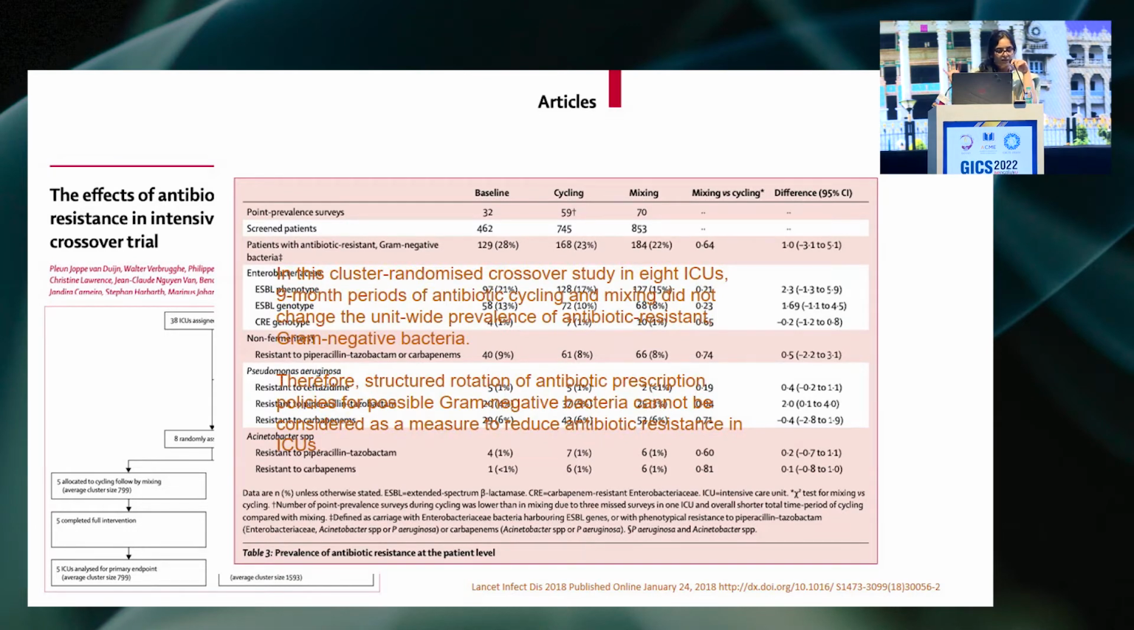In the cluster randomized crossover study, around 8 ICUs, the 9-month period of antibiotic cycling and mixing did not change the unit-wide prevalence of antibiotic resistance in the GNBs. Therefore, the structured rotation, as per this particular study, did not have a very good outcome.